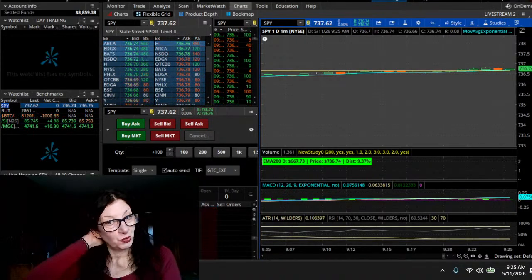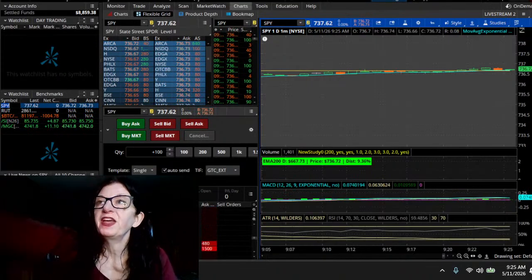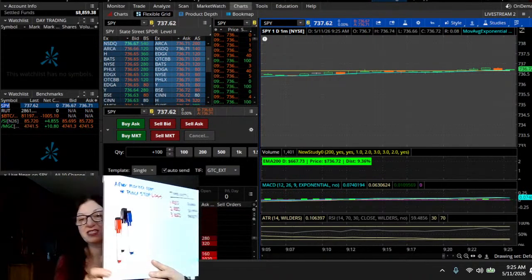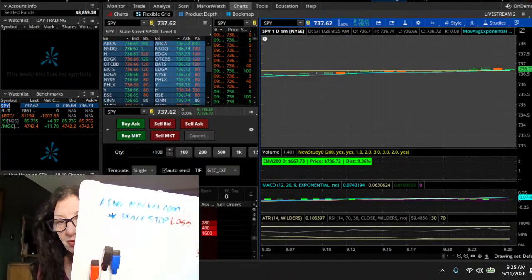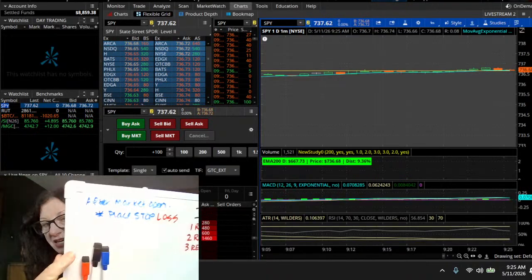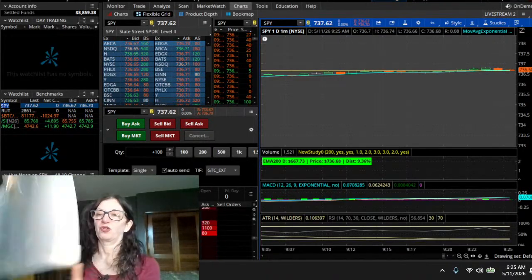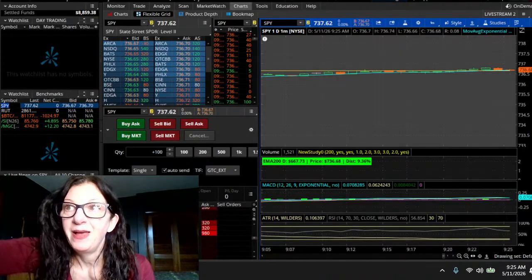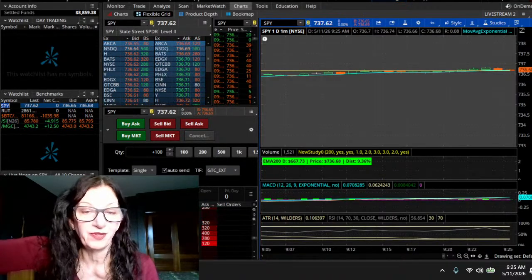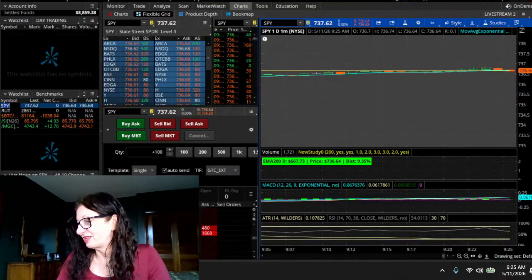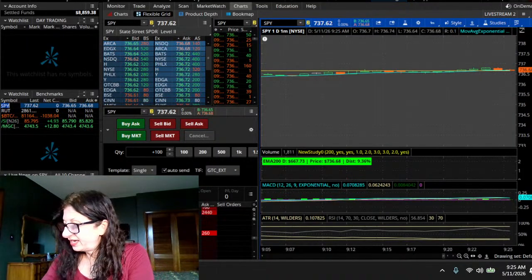But if I do, the one thing that I have to remember is that I have to place a stop loss order on the active trader ladder immediately after placing the order. So if I do place an order, I have to do that. That's one of my rules.